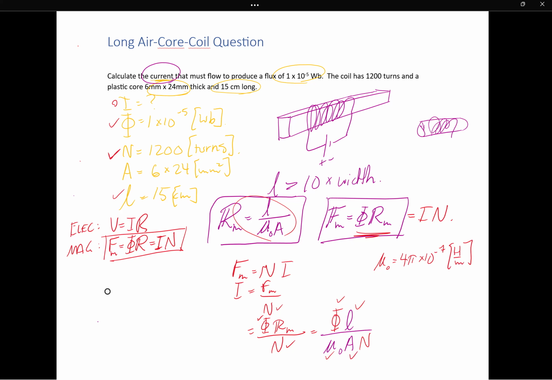We know the cross-sectional area is 6 times 24, and we know N, which is 1200. So at this point, I could just substitute everything in. That will make sure that your units all follow along. Everything crosses out, and you should get amps. And that's how I would solve this problem that is a long air core coil in magnetic circuits.